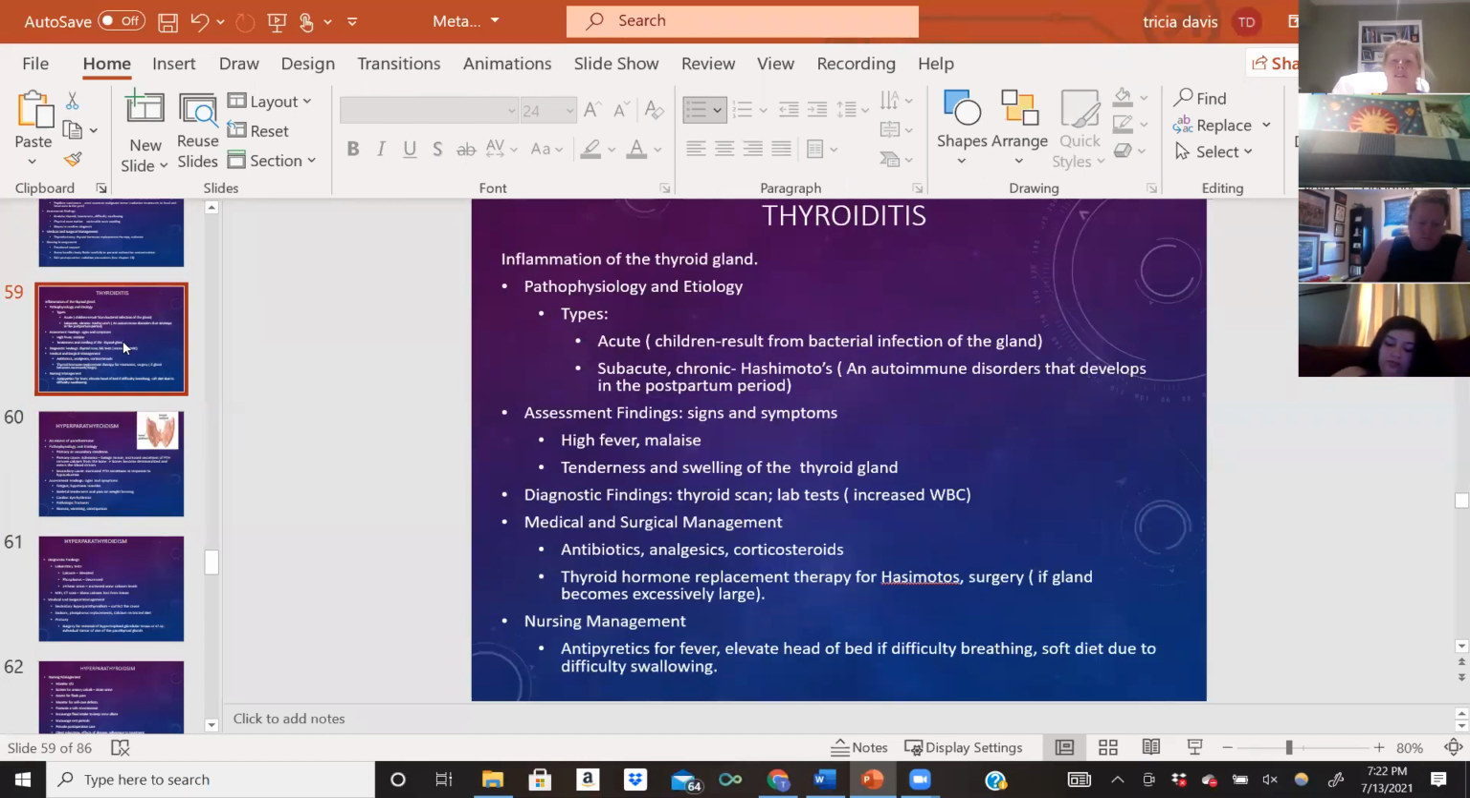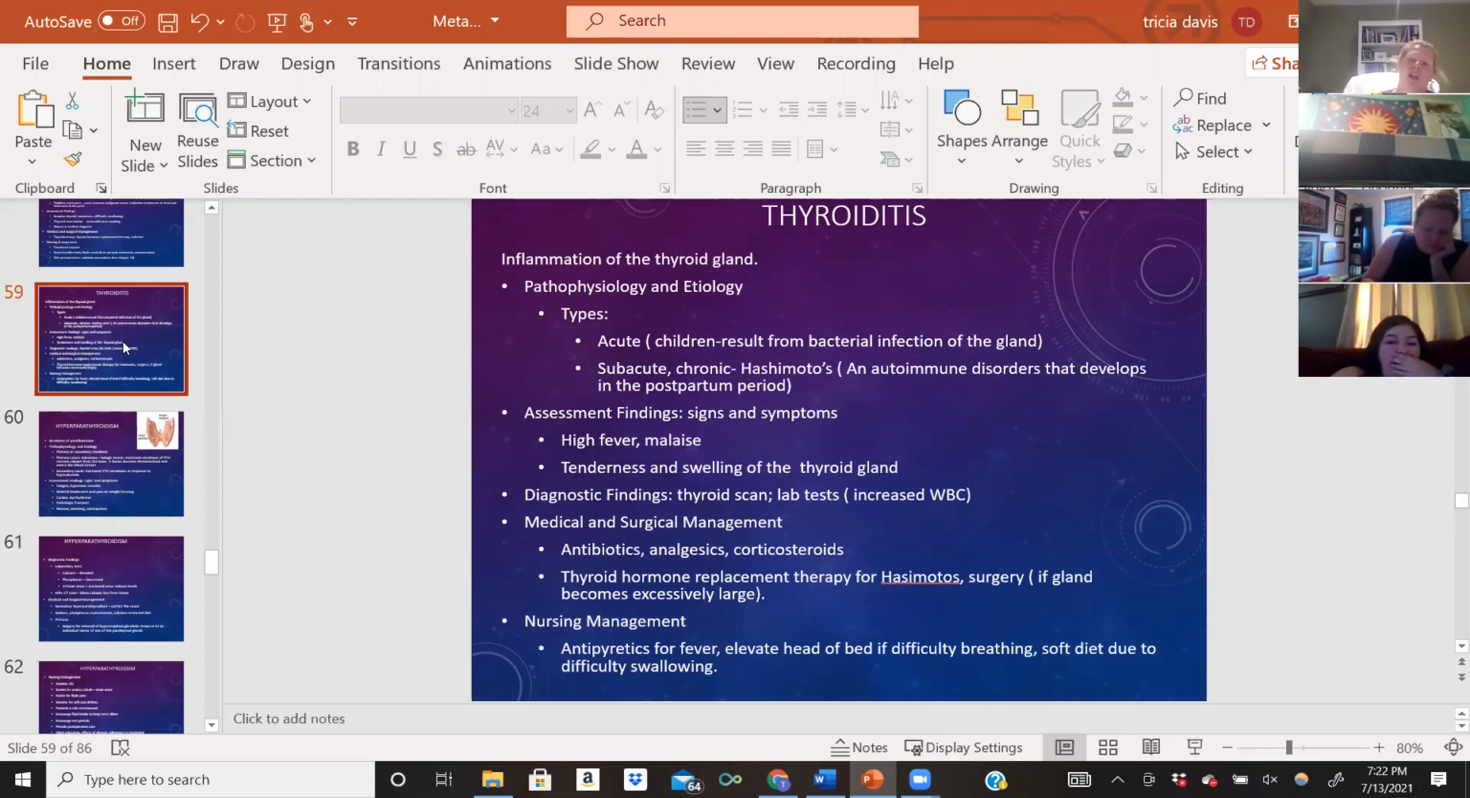All right, so thyroiditis. So this is when our thyroid gland becomes inflamed. So there's two types, acute and subacute. Acute thyroiditis we usually see in children, most common in children, and it usually comes after they've had a bacterial infection of some sort of the gland. Subacute or chronic, it's either subacute or chronic. We call that Hashimoto's. Hashimoto's is an autoimmune disorder that develops in women in the postpartum period.